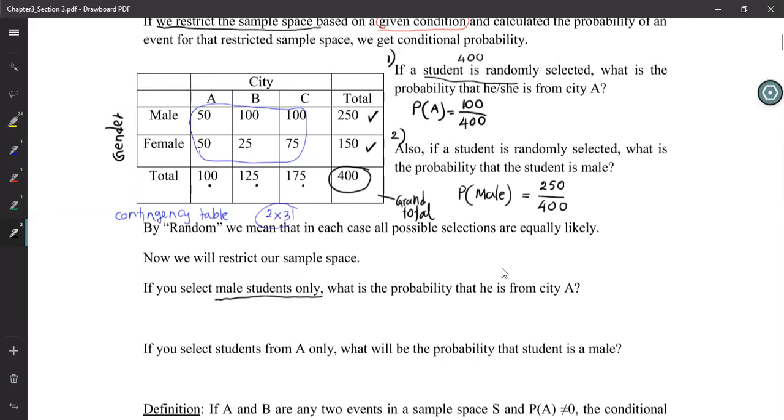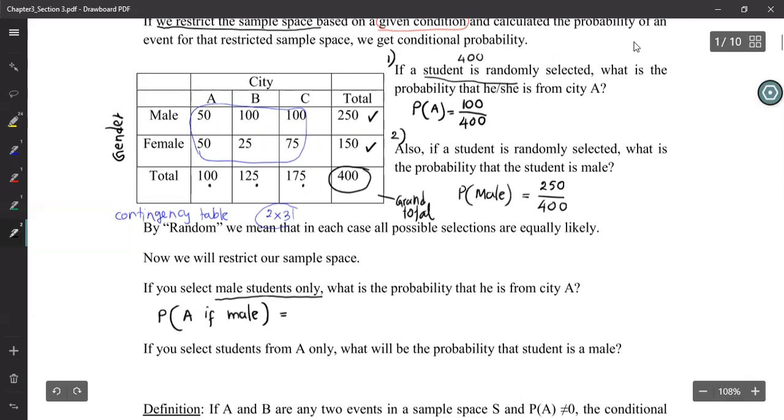250. Only 250. That is your restricted sample space now, not the 400, because you select out of the male students only. It's like the female students, you don't touch them. So you have the male students. What is the probability that he is from city A? Now how do you write it? Probability that the student is from city A given the student is male. If this person is a male, what is the probability he came from city A? Now what is that probability? How can you find that number?